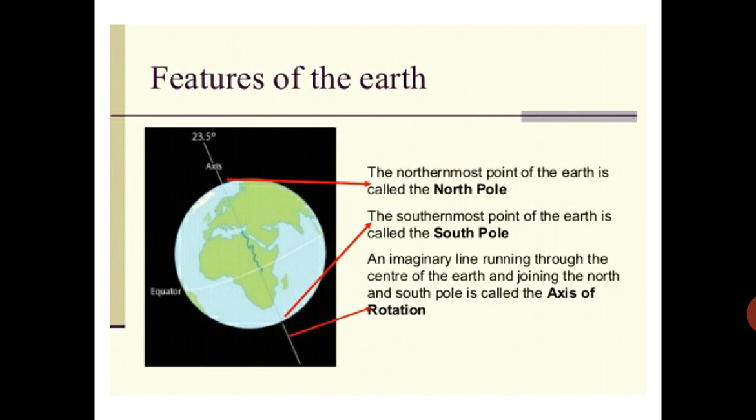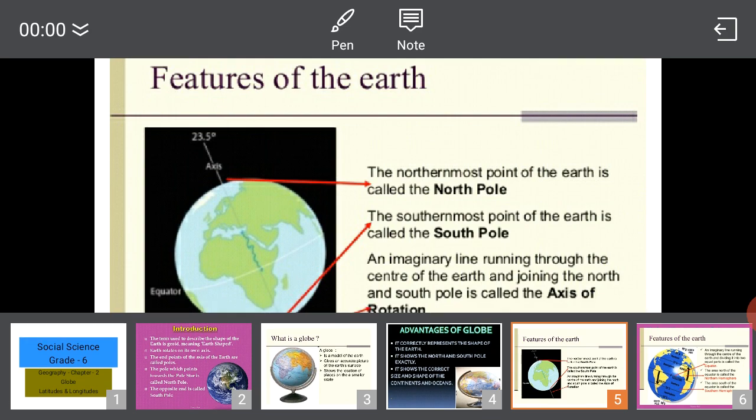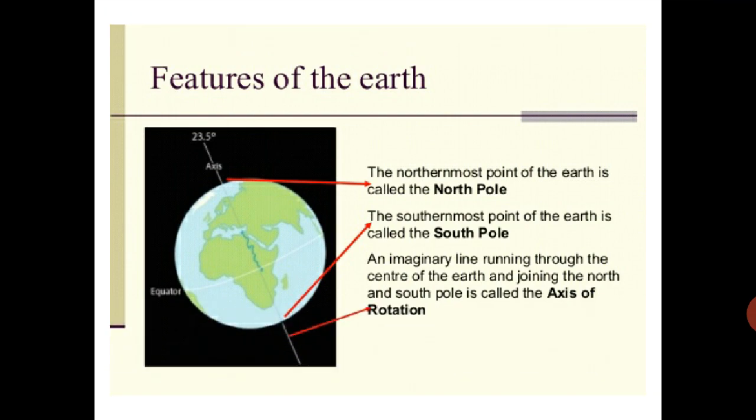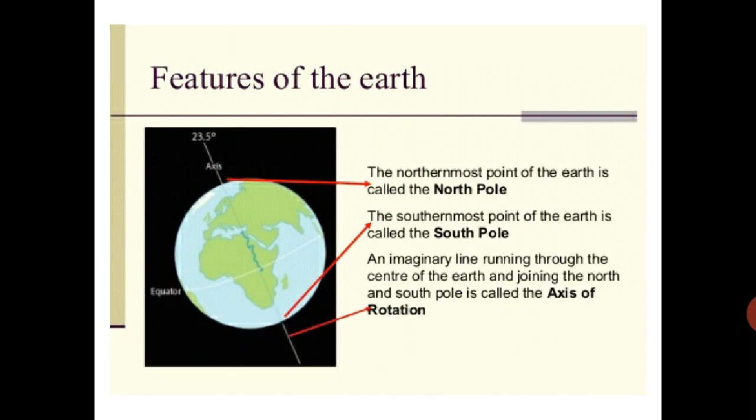The northernmost point of the earth is called the North Pole. See, this is the North Pole. The southernmost point of the earth is called the South Pole. See, the southernmost point is called the South Pole.